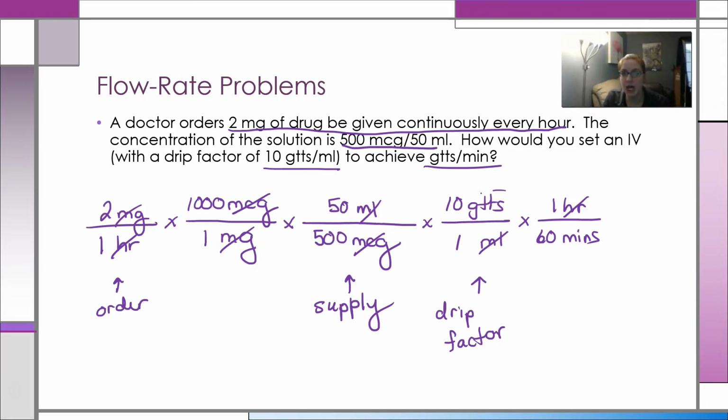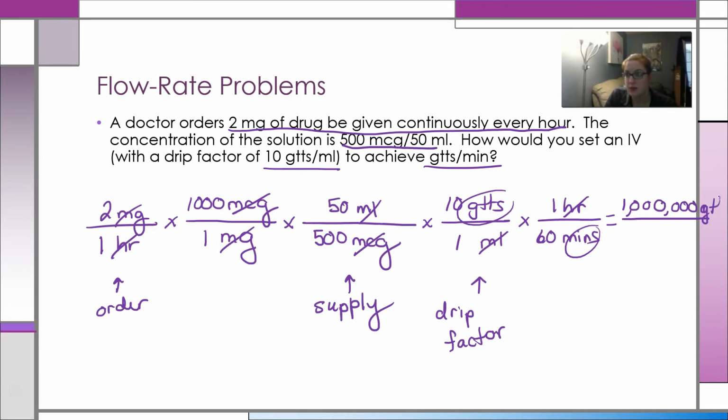So drops are on top, minutes are on bottom. Yay, we did something correct because we got the right units. Now multiply across the top, across the bottom. 2,000, 50, 10. Okay, that is a lot of zeros. 1 million. 1, 2, 3, 4, 5, 6.